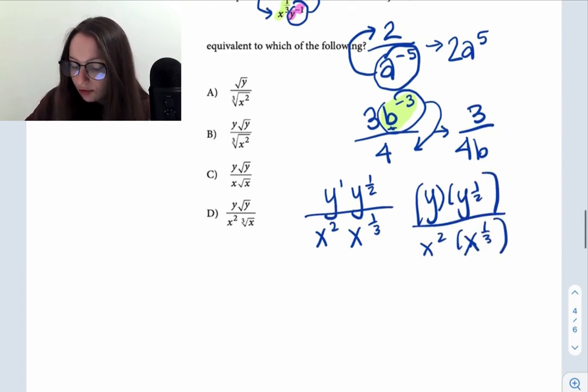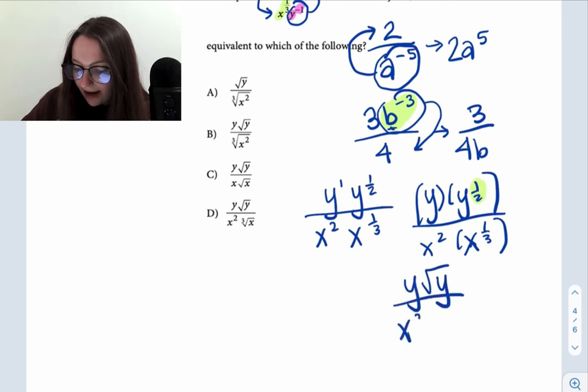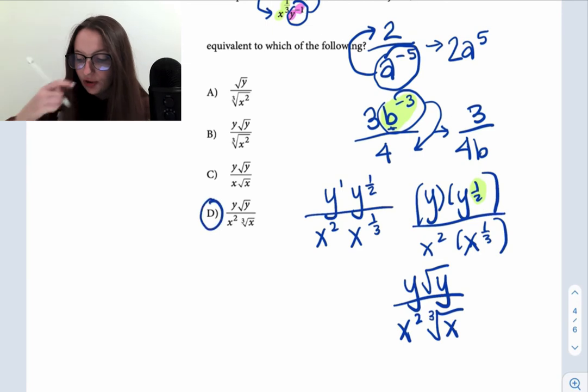So what we want to do then is realize that y to the 1/2 is the same thing as the square root of y. And then on the bottom, we have the x squared, and x to the 1/3 is the same thing as taking the cube root of x. So the only choice that has that is going to be option D.